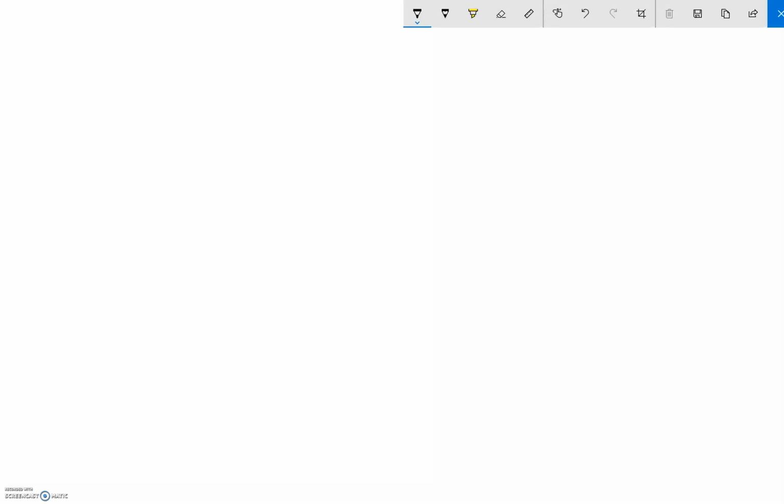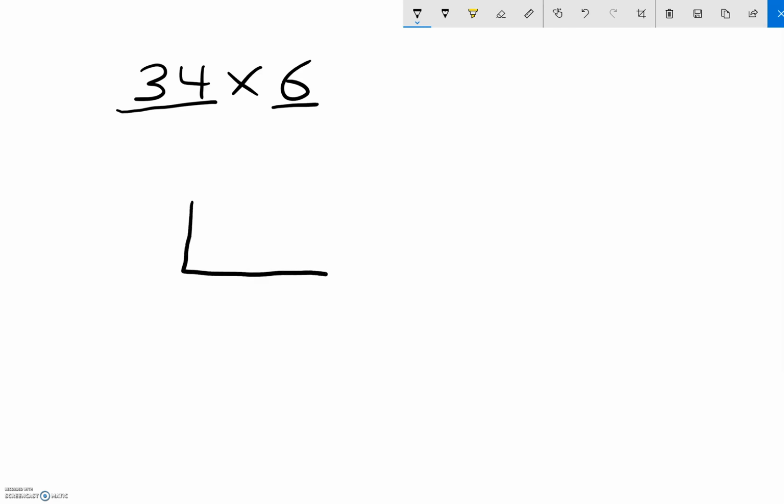So, let's start off with a problem with 2 digits by 1 digit. This will be 34 times 6. Okay? So the first thing I'm going to ask is how many digits are in 34? And there are 2 digits. Okay? 6 has 1 digit. That means that my area model will be a 2 by 1 or 1 by 2 area model.